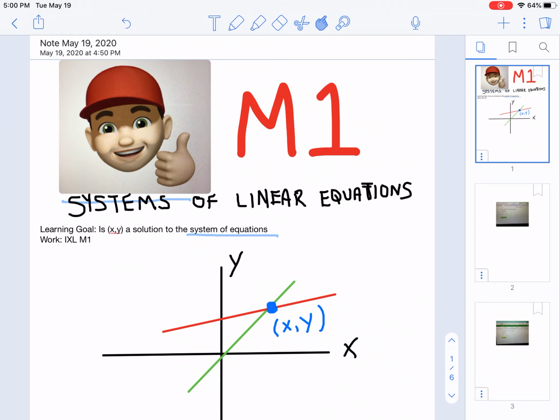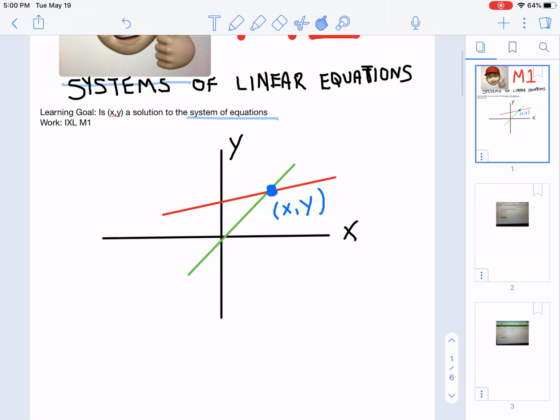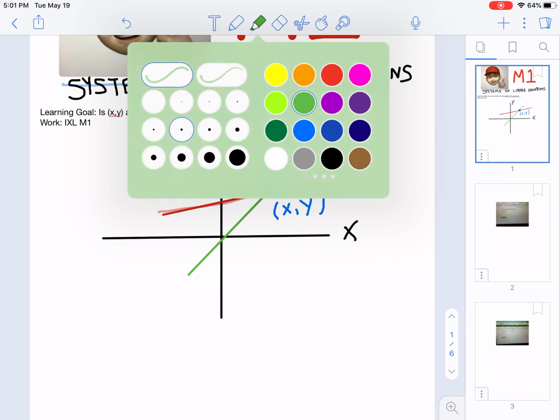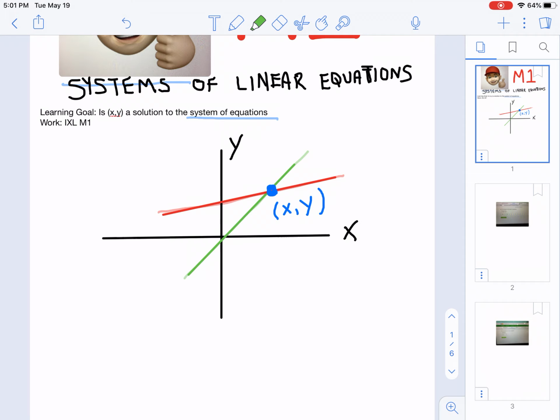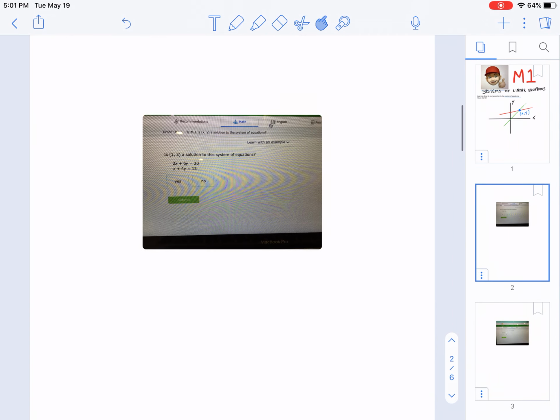So if we look at this little example, we would have a red equation here. Now we would have a green equation, which might look like this line here. And the question is, does the blue dot x, y lie on both lines? And if it does, then yes, it solves the system of linear equations, or that's the point where the two lines cross. Let's take a look at some examples.